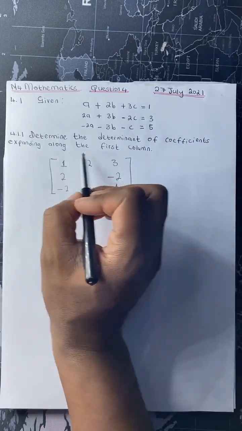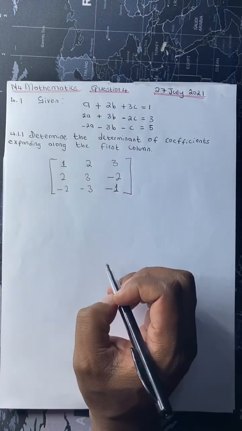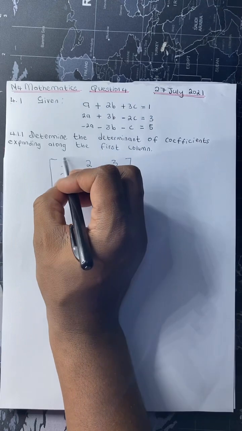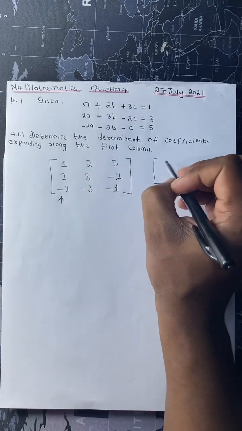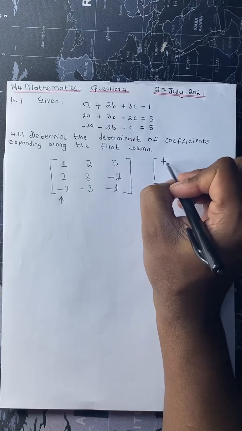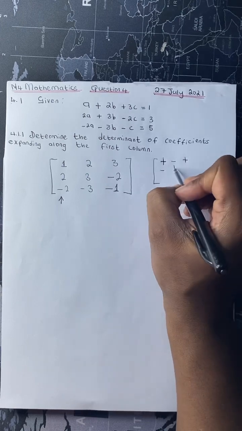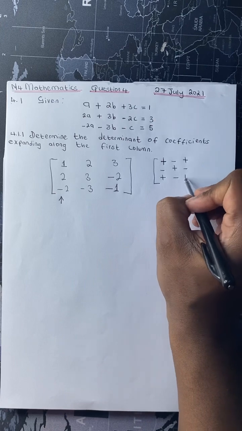So we are determining the determinant of coefficient expanding along the first column. So we'll be focusing on this column. So we write the signs, so we have plus, minus, plus, minus, plus, minus, plus, minus, plus.